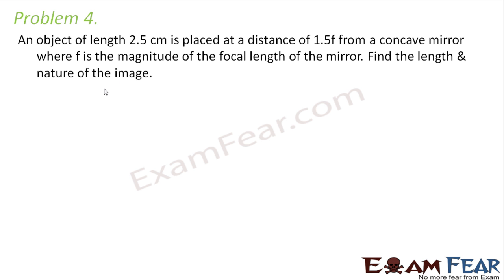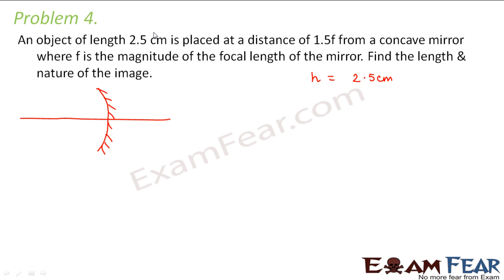So in this case, let us assume that you have a concave mirror. The height of the object is given as 2.5 centimeters. The object distance u is given as 1.5 f. Since the object is placed on the left hand side, it would be negative. The focal length of the mirror is f. Find the length and nature of the image.